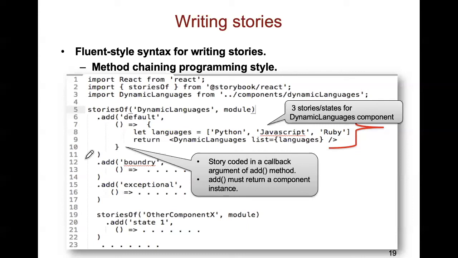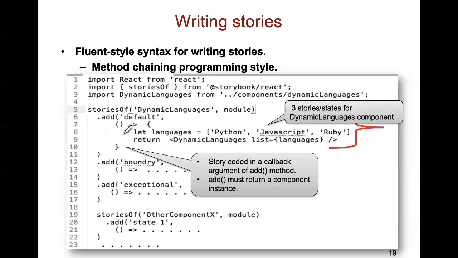For each state or for each story. And in my explanation earlier on, I just said that there were 3 different stories for my dynamic languages component. So I'm going to have 3 invocations of add chained on to my invocation of stories of. The add method takes 2 arguments. The label that you want to give to the story, which again is just a string, but give it something meaningful. The second argument is a callback function.